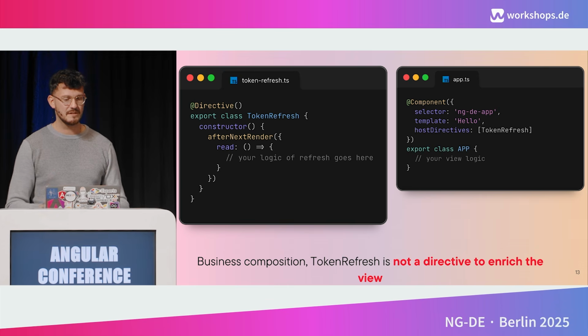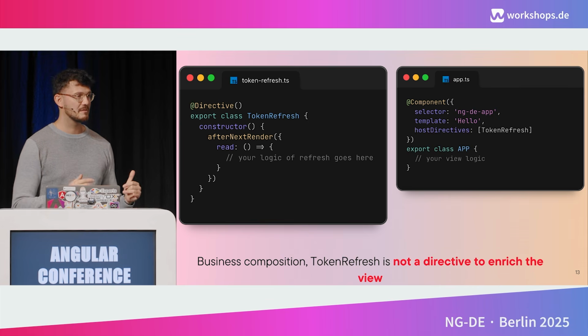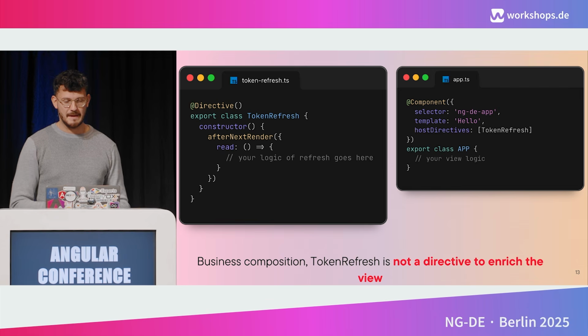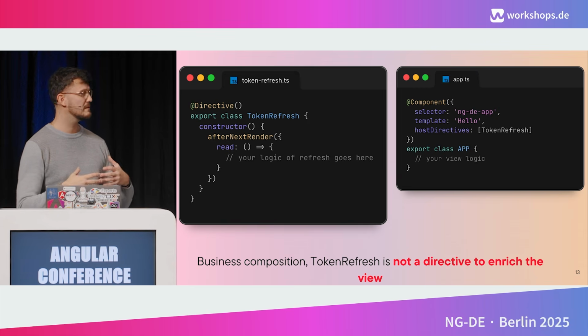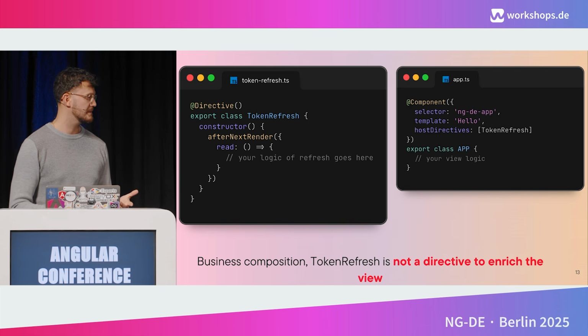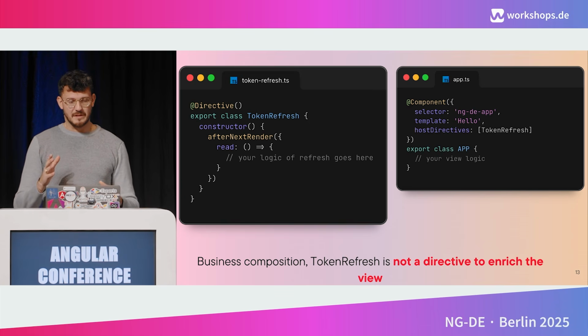Okay, and for that, you can create a directive. So here, if you want to make your logic of refresh, you can make it in the afterNextRender hook. It's not a problem, okay? And this is perfect because it will work also on server-side rendering. But yeah, when you have done your logic of refresh, you just have to declare the token refresh directive in your host directive or in your app component, and it works out of the box. Okay, you don't need to invoke the directive inside your templates. So this is quite perfect.